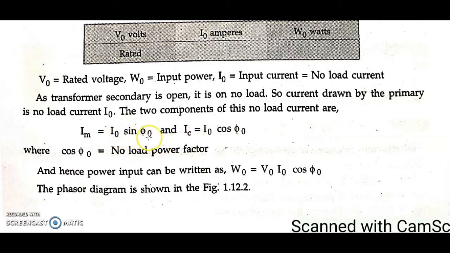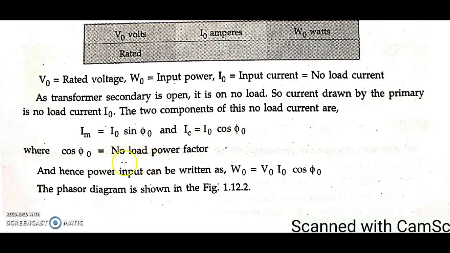So IM equals I0 sin phi naught, which you already know, and I0 you know, yes or not, and sin phi naught. Anyhow, we don't know this phi naught, we need to calculate it. We shall see how to calculate it by using the formula. And IC is equal to I0 cos phi naught, where I0 you will already be knowing. So where cos phi naught is nothing but what?